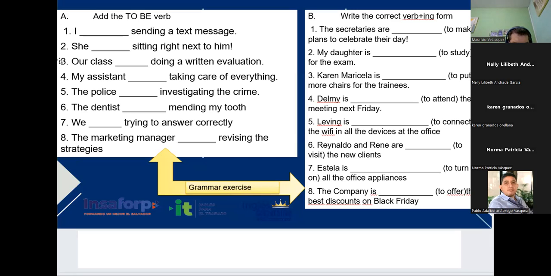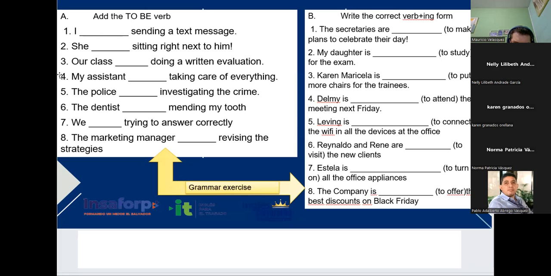Number three. Our class is doing evaluation. Okay, our class is one thing. Our class is like a collective noun. So we're going to say our class is doing a written evaluation. Unless the context says a different thing. For example, if you are talking about each member of the class, each student, but we are not talking about that generally. So we use our class is.